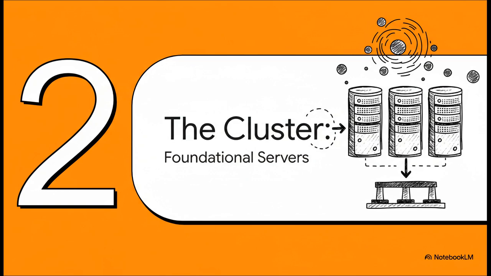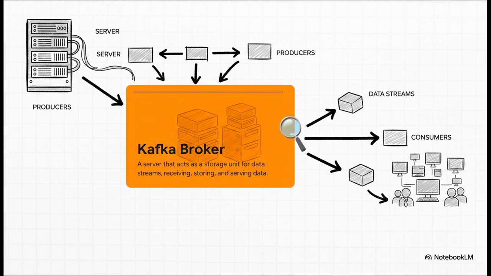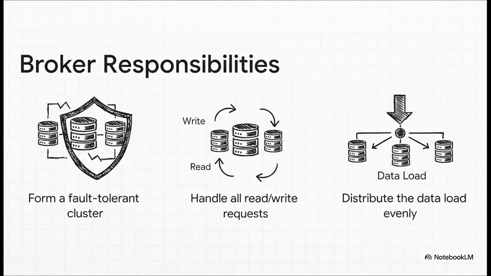So how does this whole distributed thing actually work in practice? Well, it all starts with the fundamental building blocks of any Kafka setup, and those are the brokers. And what's a broker? At its core, it's just a server. Think of it as a computer whose entire job is to be a workhorse. It receives data from what we call producers, stores it safely, and then serves it out to the consumers who need it. But they do so much more than just store stuff.